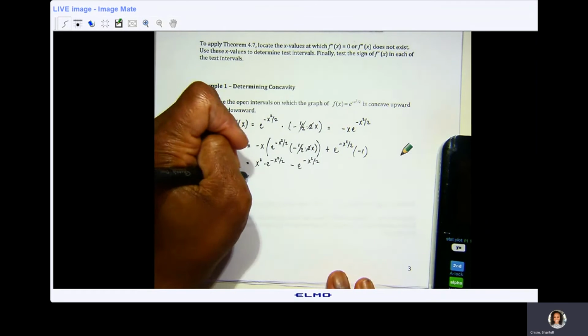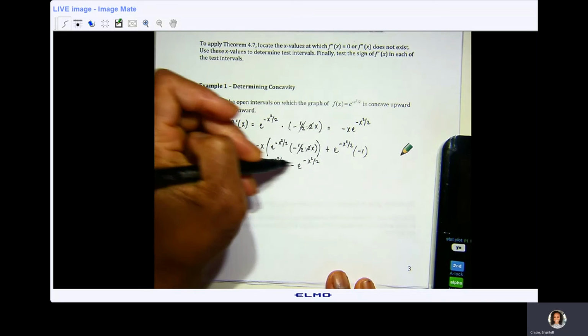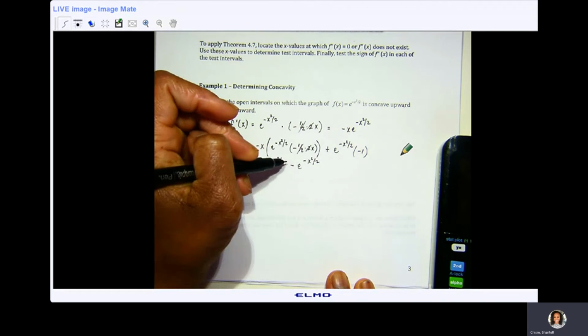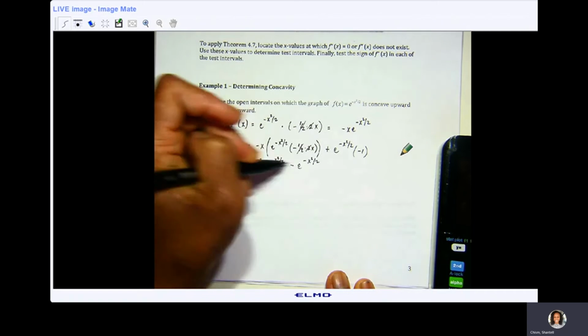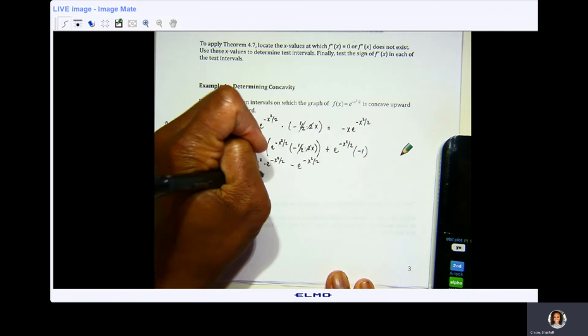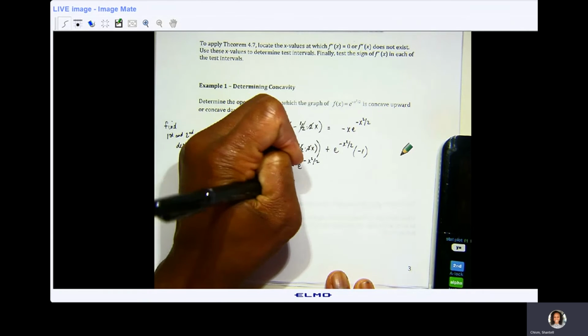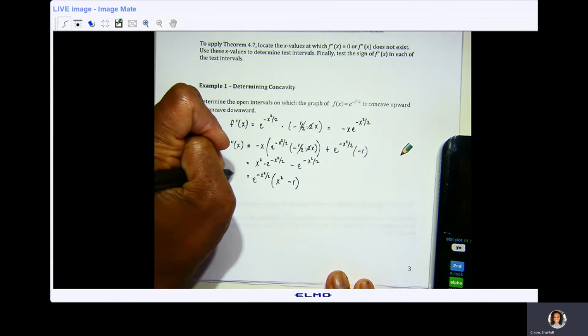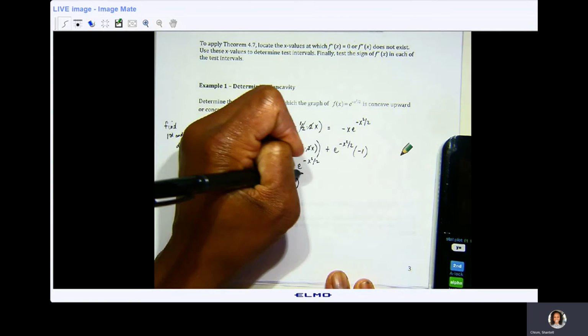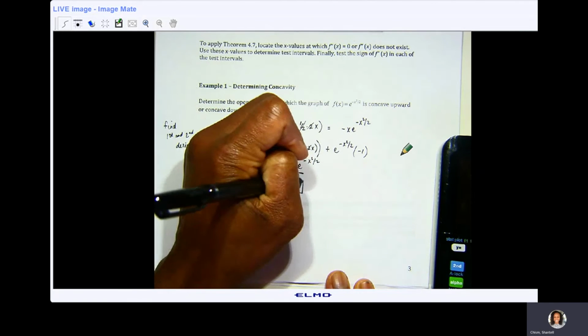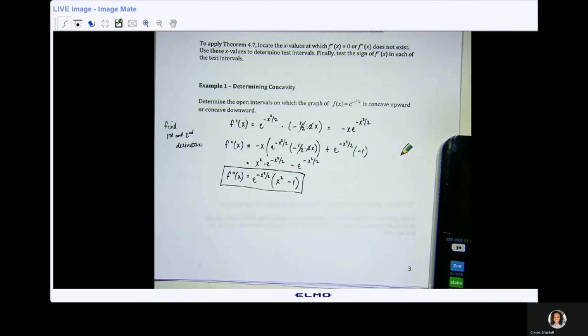Now, I am going to make this look a little nicer. I can pull out this factor of e to the negative x squared over 2. I'm going to factor that out, and that'll leave me with x squared minus 1. Now I'm going to leave that as my second derivative. I've got my second derivative now.